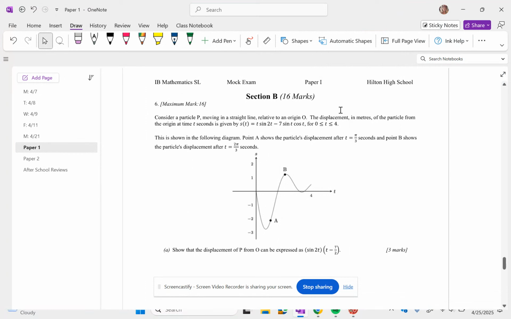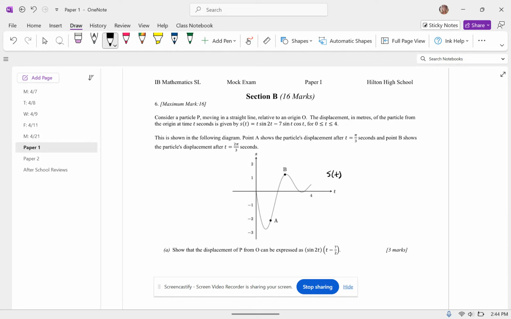So, we are reading the problem, and it says, the displacement in meters of the particle from the origin at time t is given by this function from 0 to 4. This is shown in the following diagram. Point A shows the particle's displacement. All right, so this is S of t after t equals pi over 3 seconds. And point B, okay, so this is A, and he's at pi over 3. Make sure if you didn't mark that down on your graph, you put it there. And then B is the particle's displacement after 2 pi over 3.